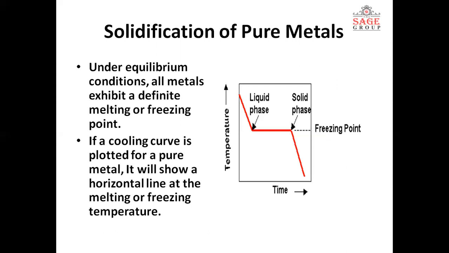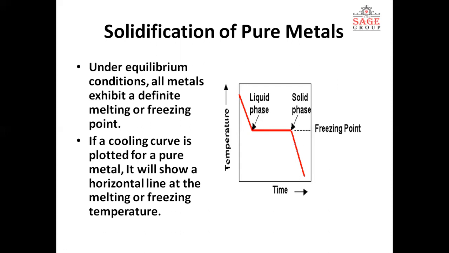By seeing this graph, all metals exhibit a definite melting or freezing point. So this is the melting or freezing point. Here is the liquid phase, here is the solid phase. From solid it converts to a liquid, and from liquid it converts to the solid at this particular temperature. This is the melting point or freezing point. And for a pure metal, it is always definite.